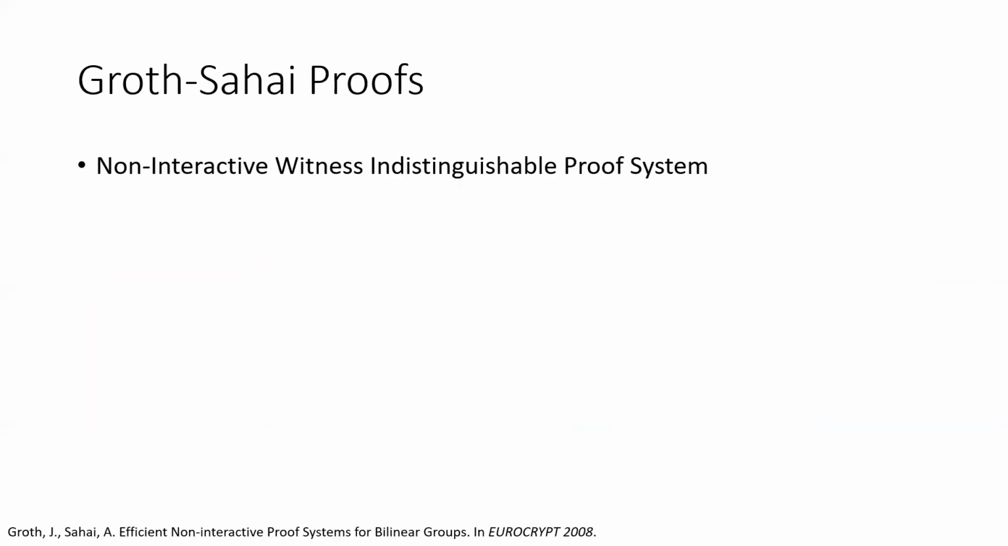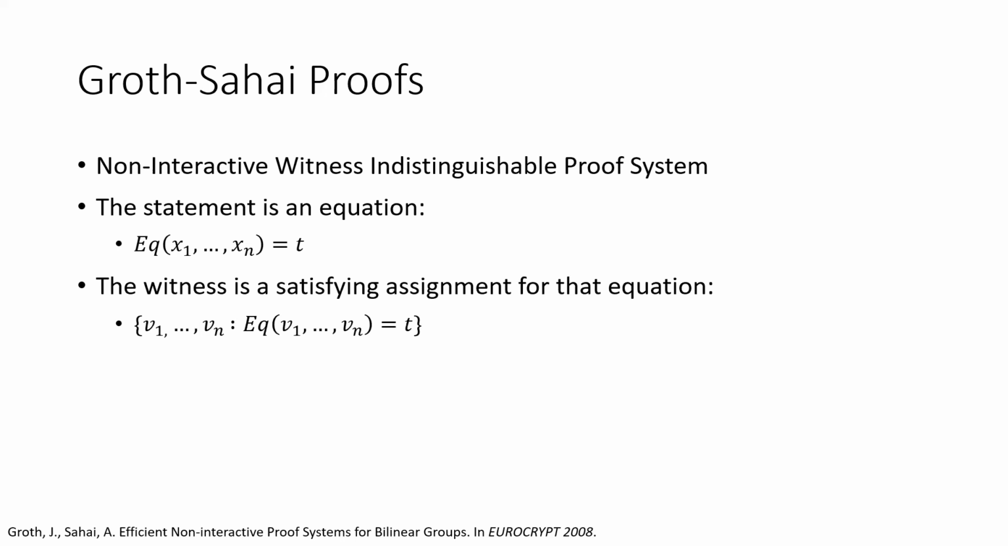So now, at the end of my talk, I want to show a little bit how we get the technique that we use to get the extendable NIWI. We use Groth-Sahai proofs. In Groth-Sahai proofs, the statement is an equation with several unknowns, and a witness is a satisfying assignment for that equation.